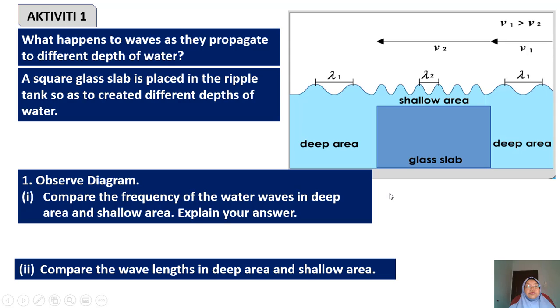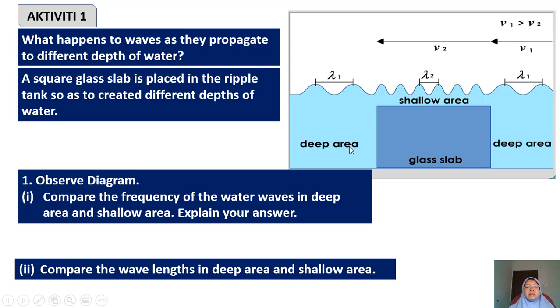So we start with activity 1. A square glass slab is placed in the ripple tank so as to create different depths of water. So this is the deep area. Above the glass is produced the shallow area, and here is again the deep area. The wave comes from right to left: the deep area, the shallow area, and moves to the deep area again. So first question: observe the diagram, compare the frequency of the water wave in deep area and shallow area.